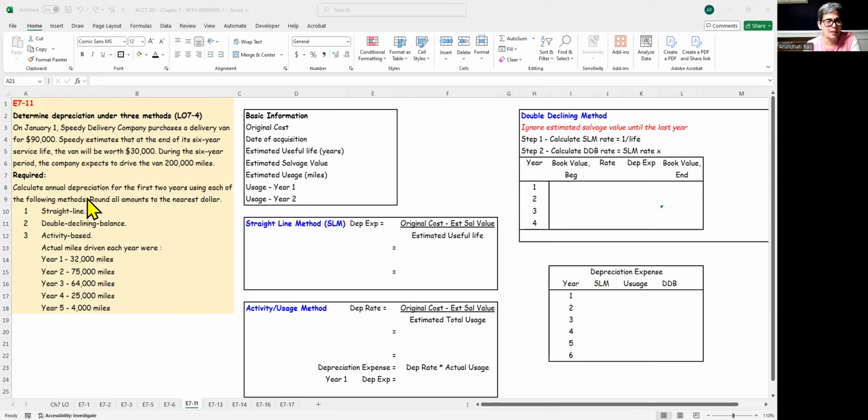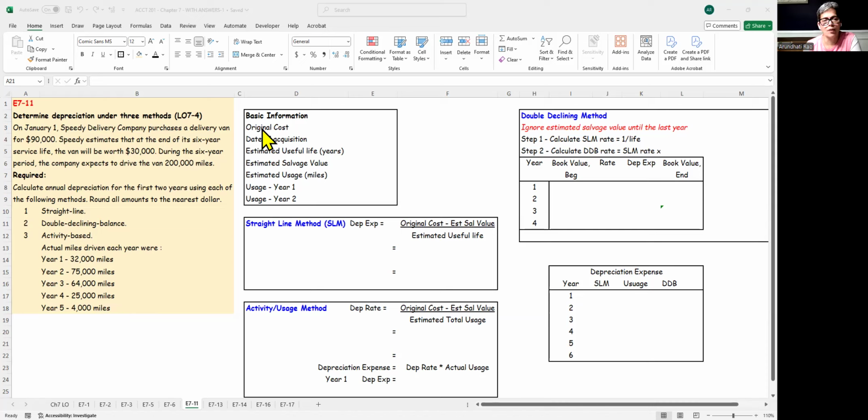We've been asked to calculate the annual depreciation for the first 2 years using each of these 3 methods. We're going to do it for all 6 years. It's relatively simple once you get started with it. So we'll do the straight line method, double declining balance method, and the activity-based method. For the activity-based method, we've been given additional information, and we'll see how we'll work our way through with this.